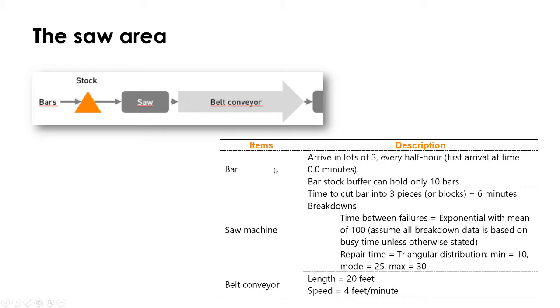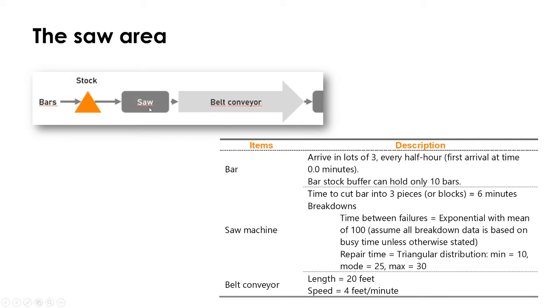And we have a stock buffer that can only hold 10 bars. So when bars arrive, if there are 10 bars waiting within the buffer, these bars will be rejected and won't be used to produce valves.